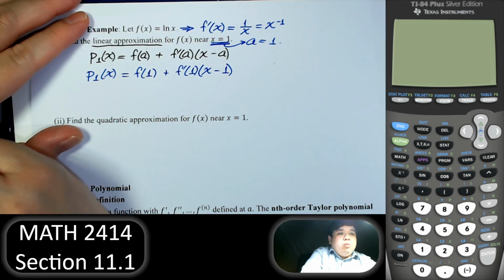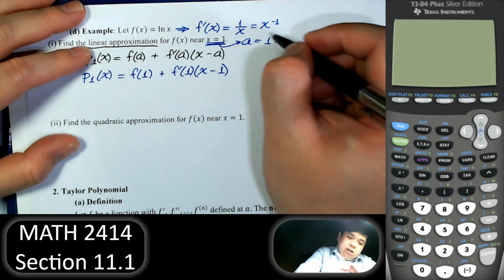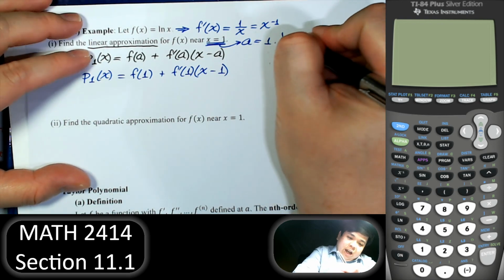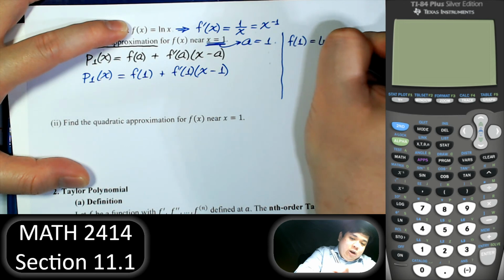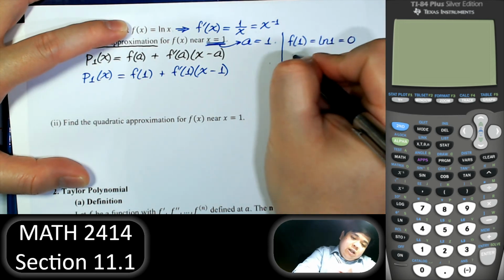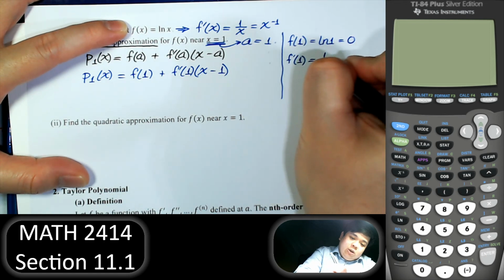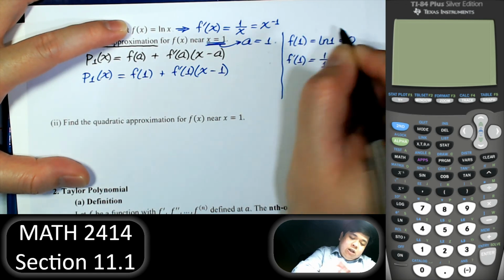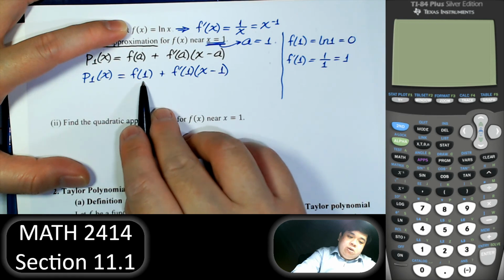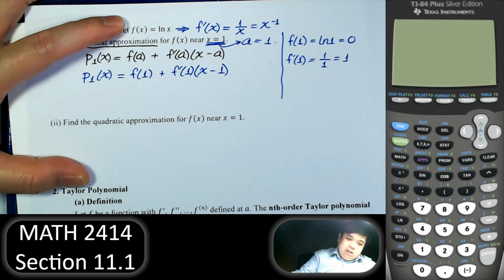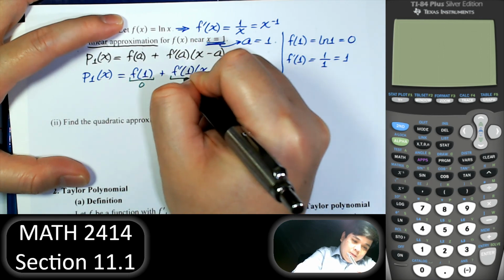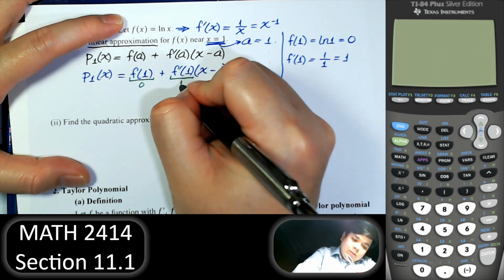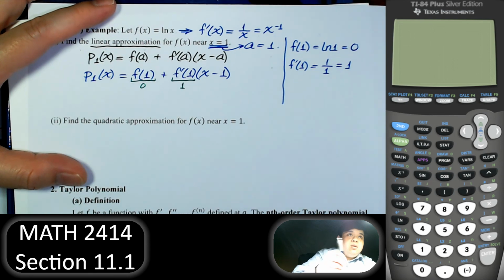Simple enough, right? f of 1, the function is ln of x, and ln of 1 is 0. And f prime of 1, the derivative is 1 over x, and 1 over 1 is 1. So we have 0 and this 1. So this is just x minus 1.